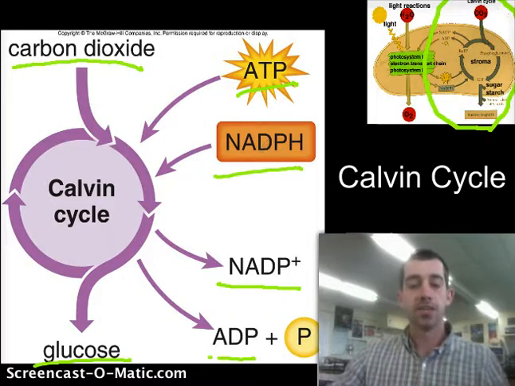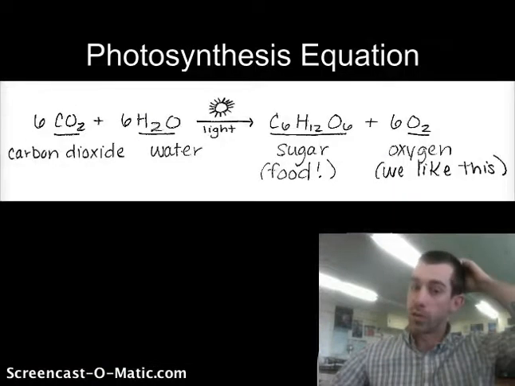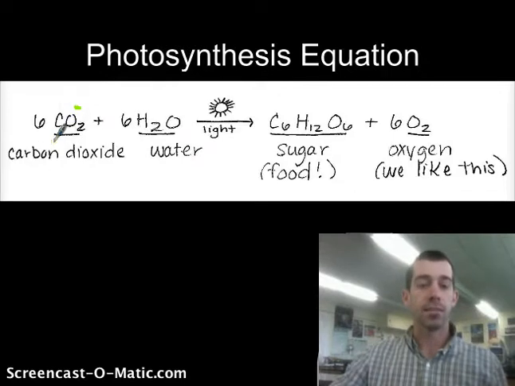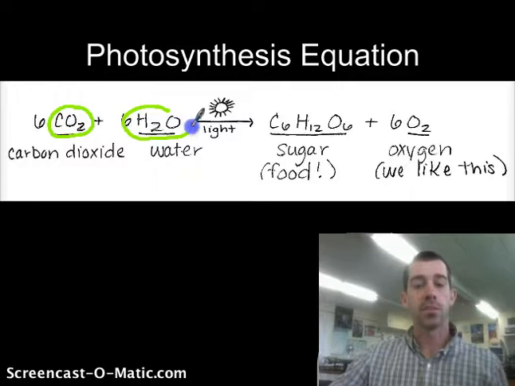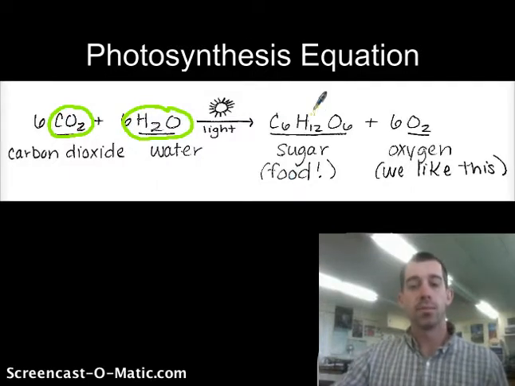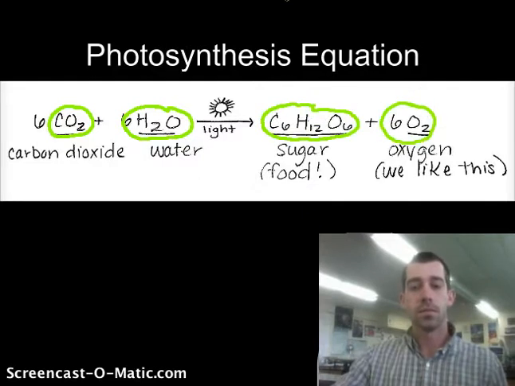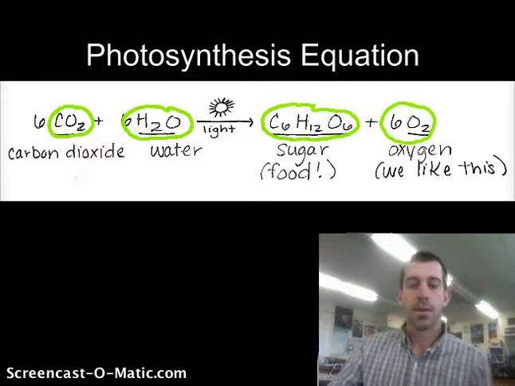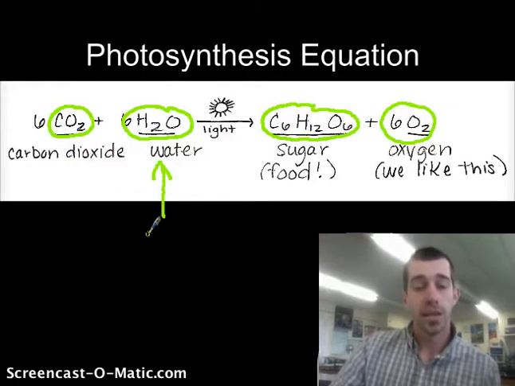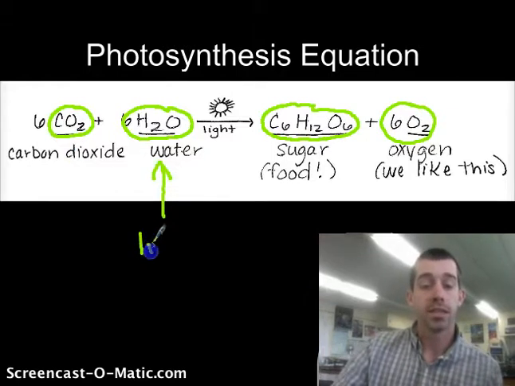The only things that are not reused in photosynthesis are these things right here. We have carbon dioxide being added to the plant. We have water being added to the plant. And there's a bunch of reactions that happen. And then what comes out the other side is sugar and oxygen. And so we do want to keep track of where these things go. The water, like we said, is going to be split in the light reactions.